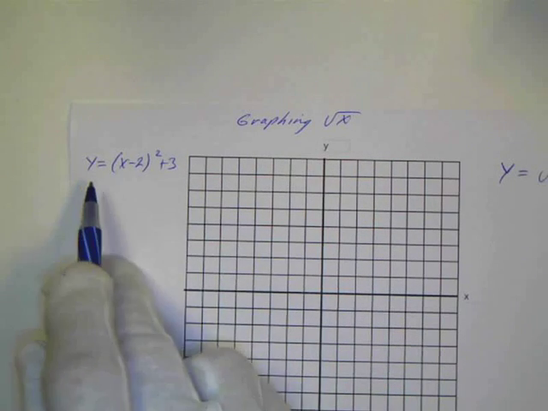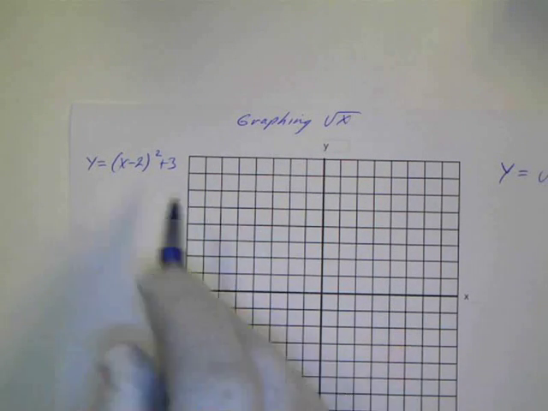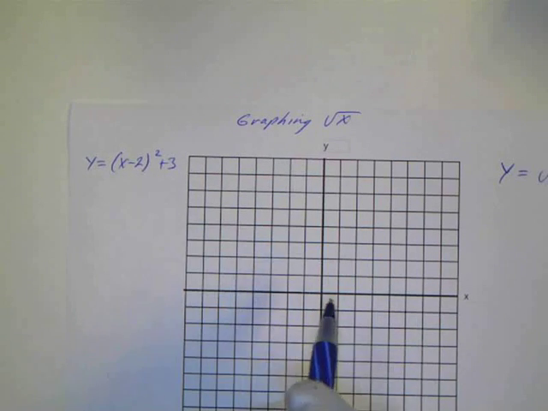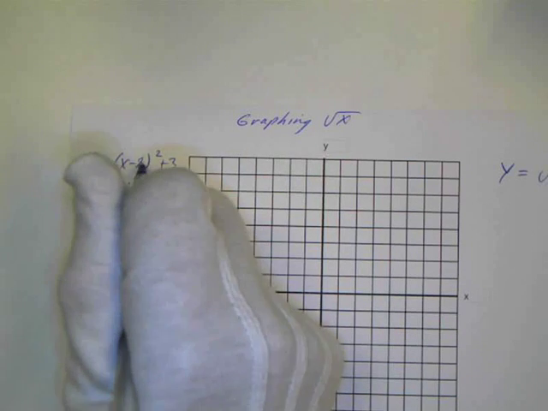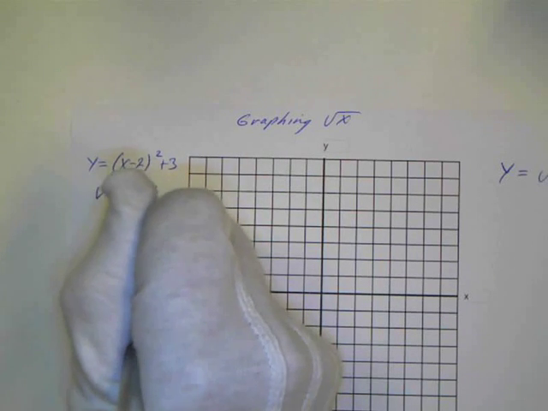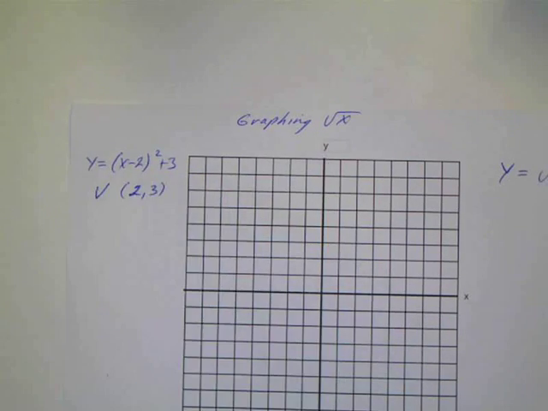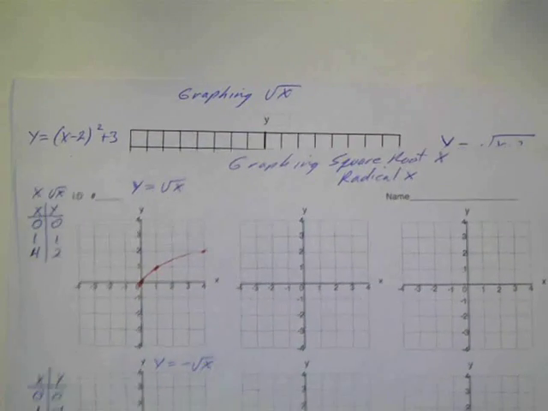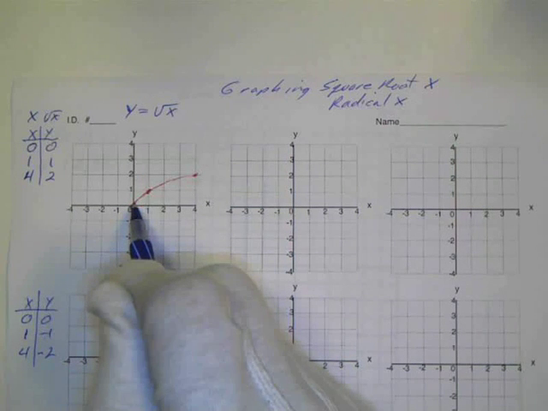In other words, if we looked at our parabola in our graphing friendly form, like this right here, y equals x minus 2 squared plus 3, we can tell right away what the vertex is. The vertex is going to be at the point 2, 3. Well, it works the same way for our point of origin for the square root of x. Remember when we talked about the square root of x, this was our basic equation, y equals the square root of x, and the point of origin was right at the origin, 0, 0.